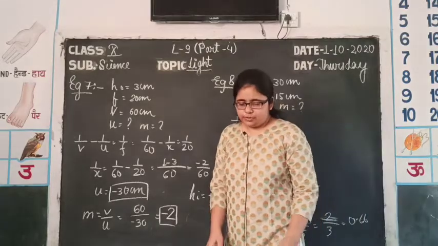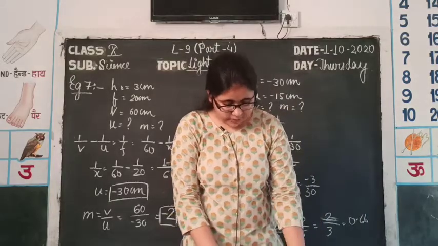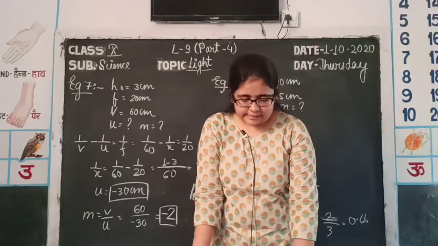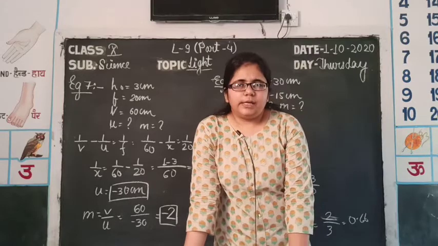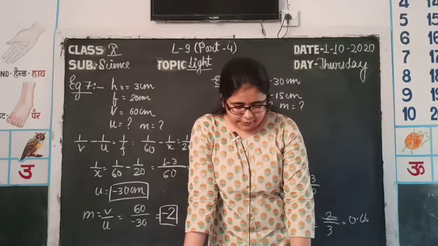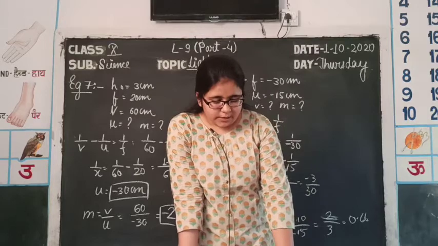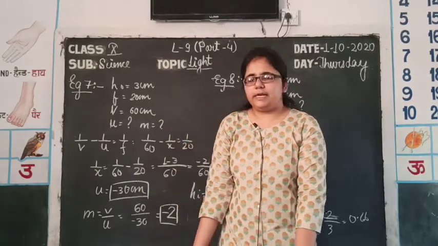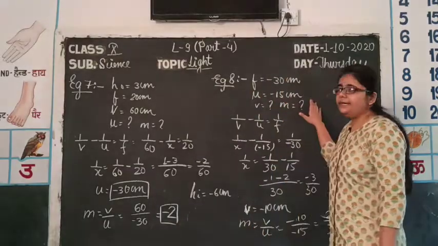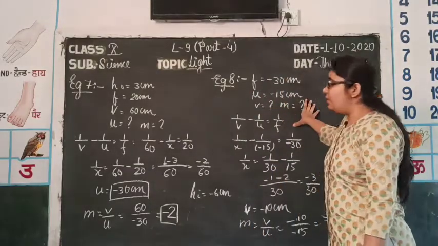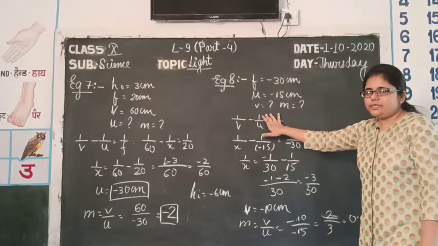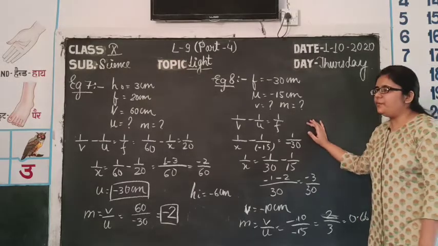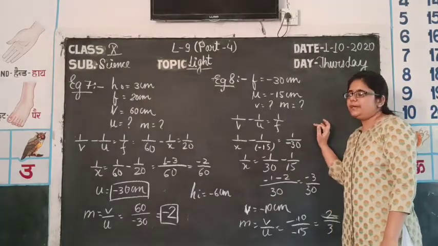Now, the second question is example 8 on page number 124. Question is: focal length of a concave lens is 30 centimeter. The focal length of concave lens will be taken as negative, that is minus 30 centimeter. If object is placed at 15 centimeter from lens, that is U is 15 centimeter, towards the left hand side, U will be negative. Now, we have to find the distance of image from the optical center as well as the magnification of image, that means how much image is magnified with respect to the object.